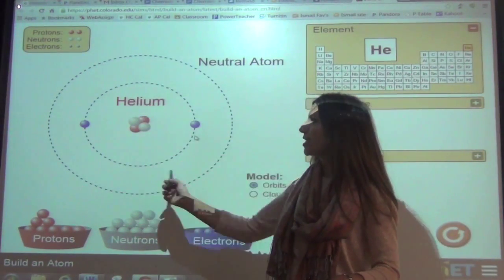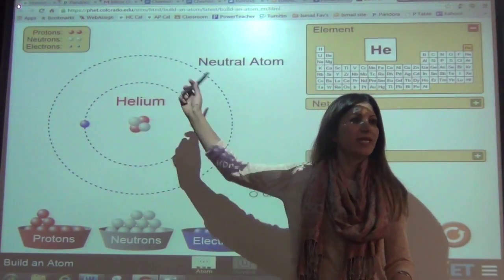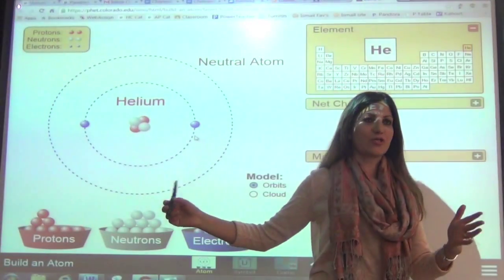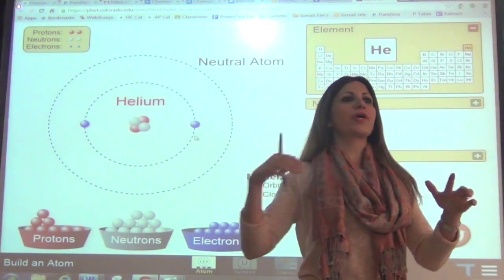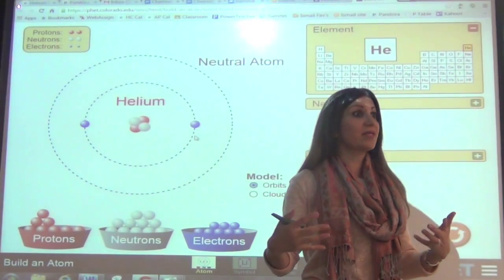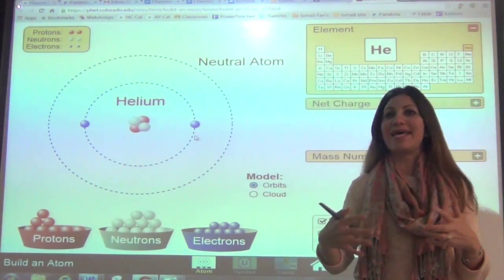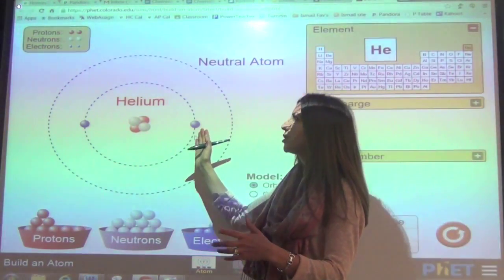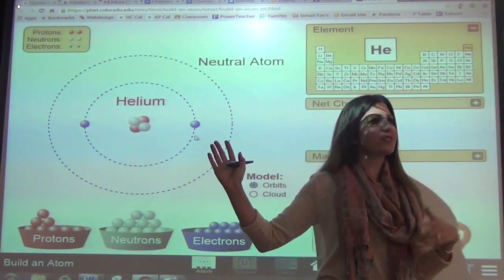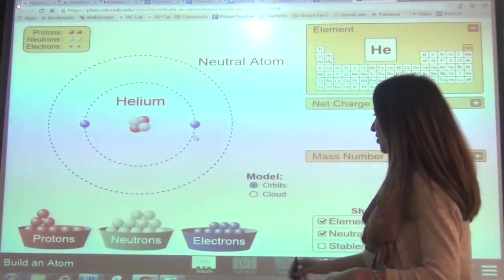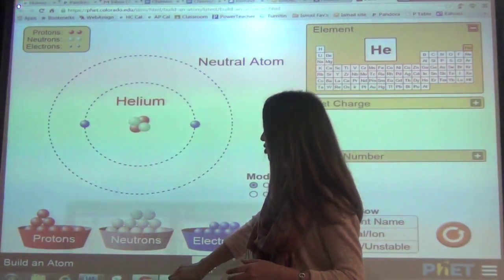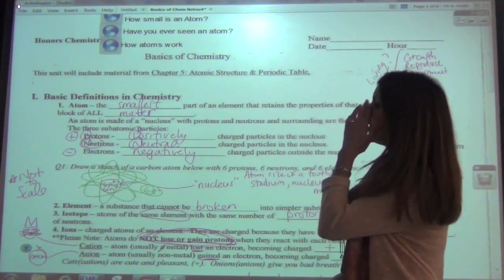And surrounding the nucleus, spinning around, are the electrons. Okay. Now, really, we're going to talk later in this unit about how the electrons spin. So we're going to get in depth about that. They aren't really traveling like planets around the sun. We're going to talk a little bit more about that later. So all I want to do is just do a quick review of the notes.